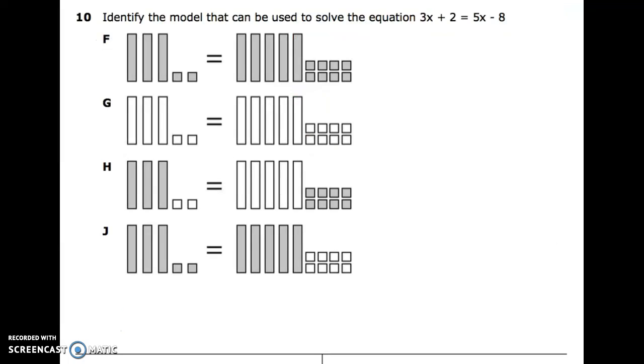Number 10. Identify the model that can be used to solve the equation 3x + 2 = 5x - 8.